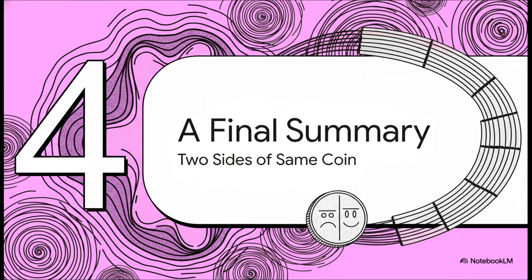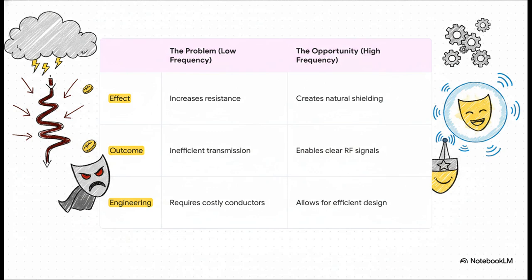So as we start to wrap this up, it becomes pretty clear that the skin effect isn't inherently good or bad. It's just a perfect example of how a single physical phenomenon can be two completely different things, depending entirely on the context. Let's just break it down one last time. At the low frequencies of our power grid, yeah, the skin effect is a problem. It increases resistance, it wastes energy, and it forces us to come up with these clever, costly conductors to deal with it. But at the high frequencies that run our communication systems, it's a huge opportunity. It gives us free shielding and lets us build smarter, lighter, and cheaper components. It's a villain and a hero, all wrapped up in one.